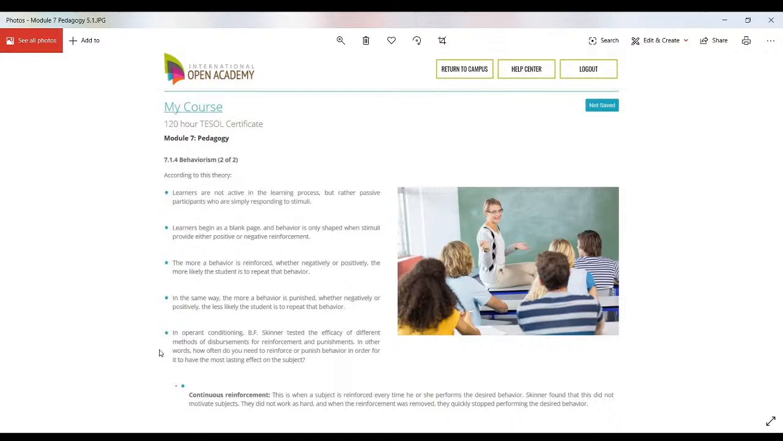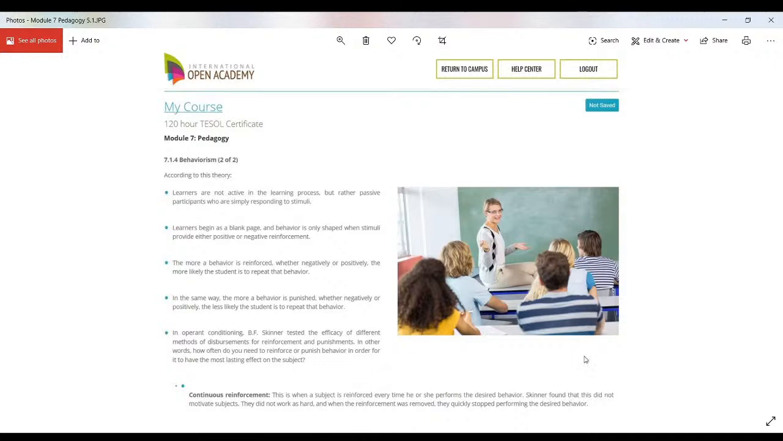All right. In operant conditioning, B.F. Skinner tested the efficacy of different methods of disbursements for reinforcements and punishments. In other words, how often do you need to reinforce or punish behavior in order to have the most lasting effect on the subject?